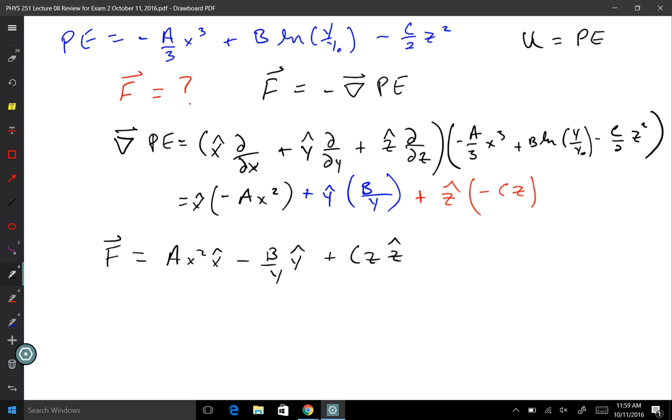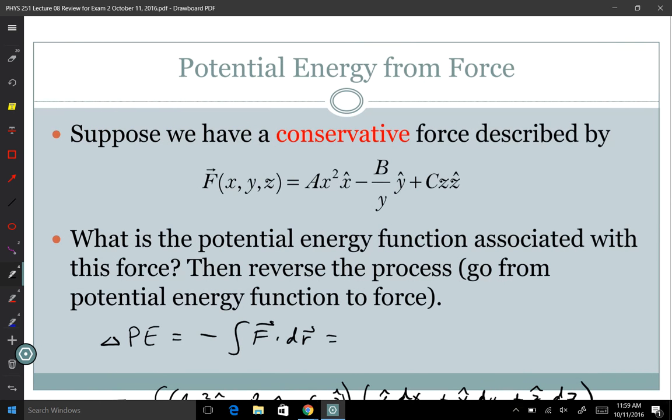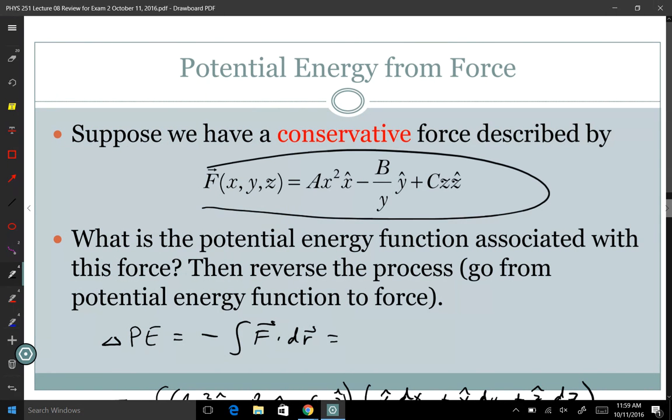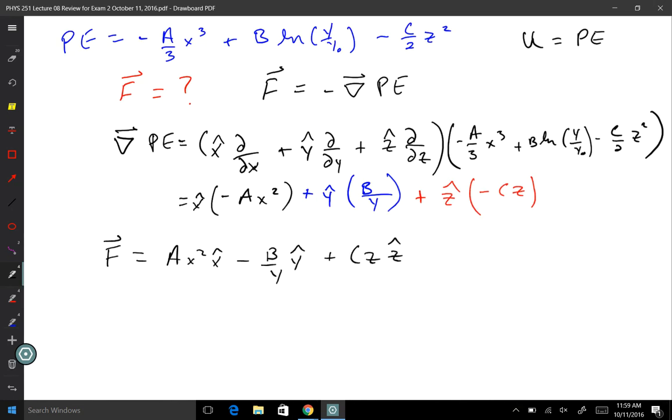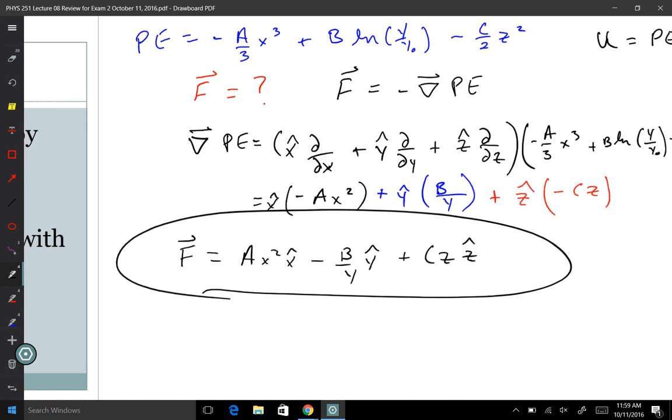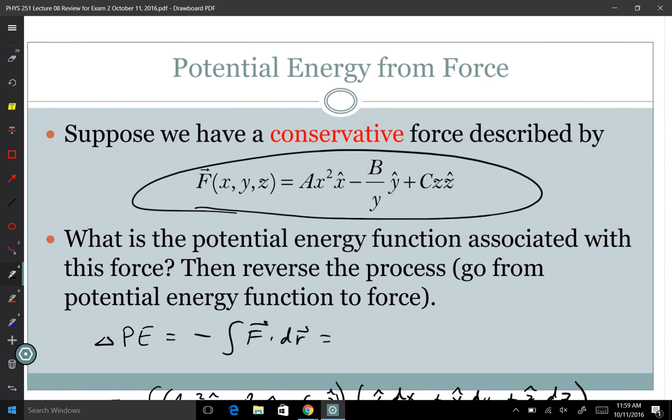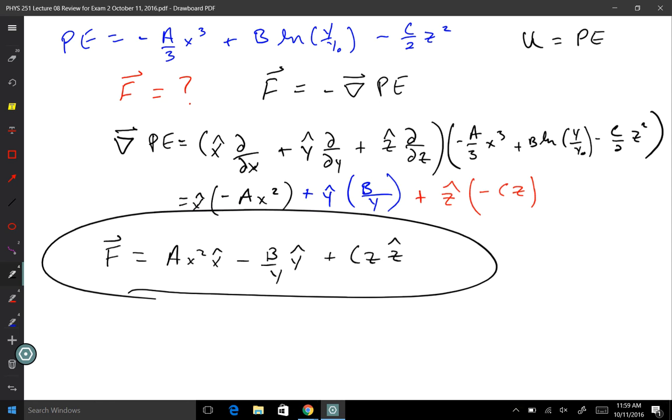So now we reversed the problem. We went from the potential energy function to the force. And just for clarity, here's the force we started with. Here's the force we ended with. They're the same. For a problem like that, you would give us just an equation, not necessarily ax squared, but any equation, and we just go through the process.